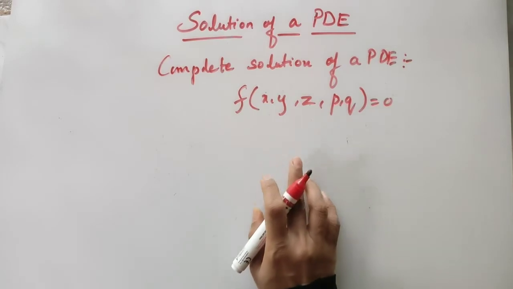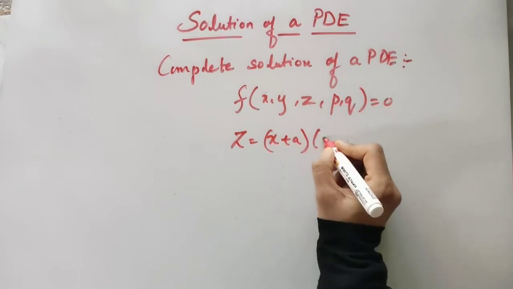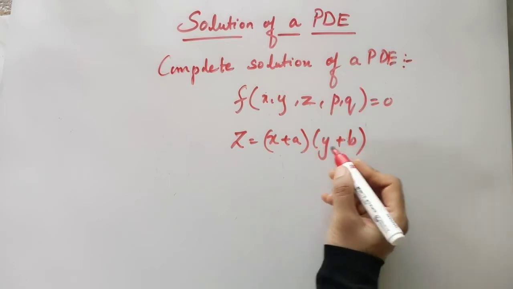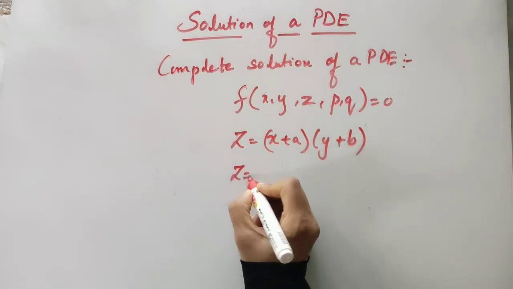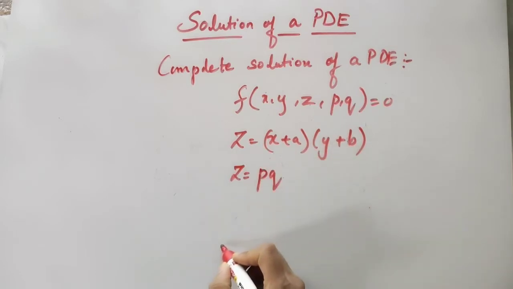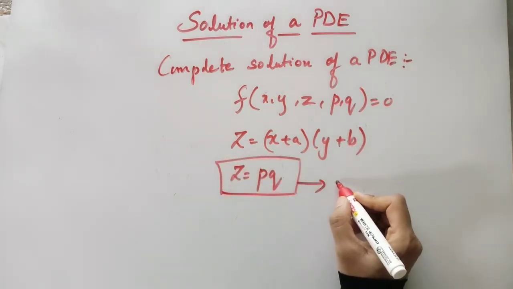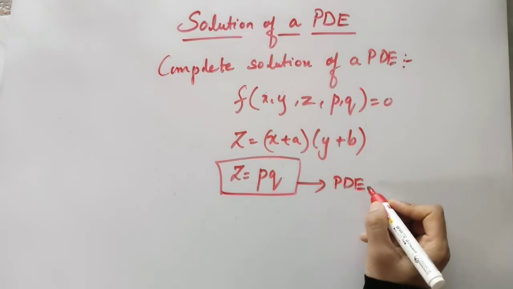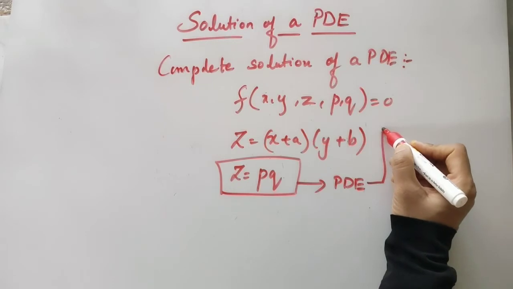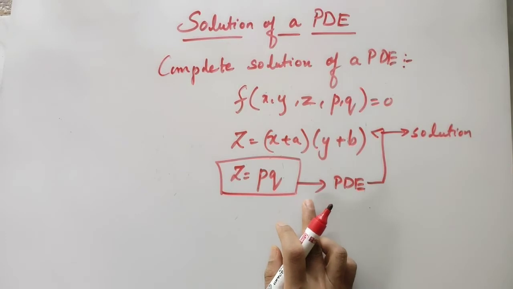All we have to do is, I just give you an example. Say z is equal to (x plus a) into (y plus b). I hope you remember that we had to eliminate the arbitrary constants a and b. The PDE we got was z is equal to p into q. So given this PDE, since this equation satisfies it, this is going to be the solution of this PDE, yes or no?